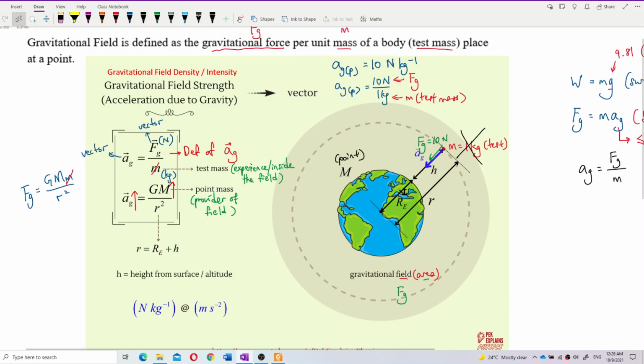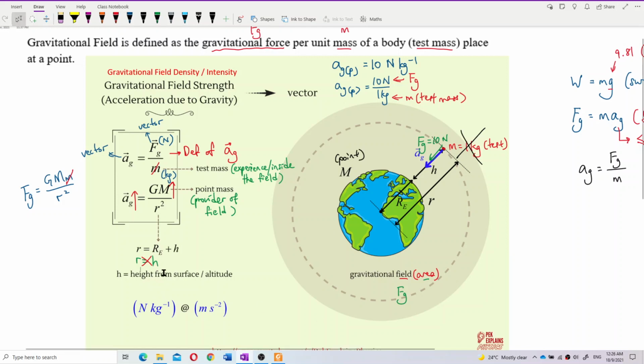Radius of Earth means the radius of Earth, and H is the height from the surface of Earth. Sometimes you call it height, sometimes you call it altitude. So to get the R here, you must take the radius of Earth plus the altitude. Don't ever just take the height. Many students make a silly mistake. They put H as the height, which is wrong.